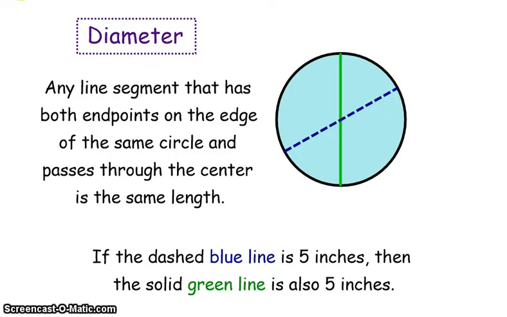Any line segment that has both endpoints on the edge of the same circle and passes through the center is the same length. So, for example, if the blue dashed line is 5 inches, then this solid green line is also 5 inches because both lines pass through the center and both endpoints are on the edge of the circle.